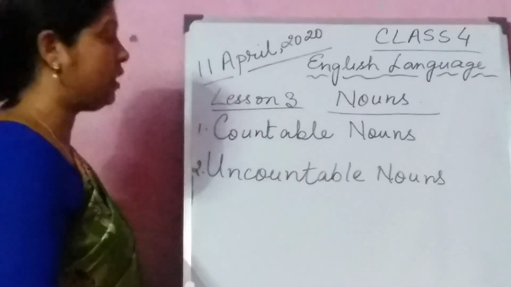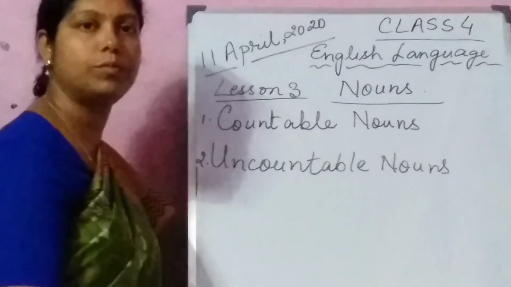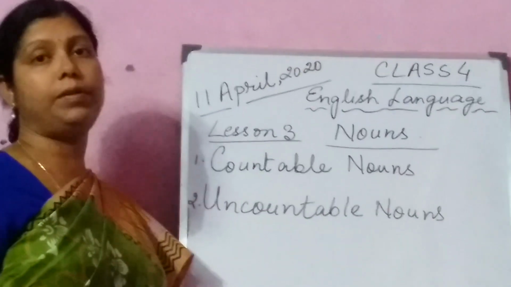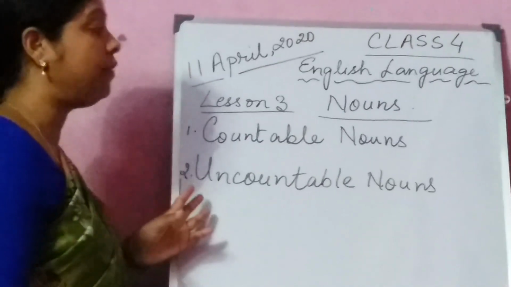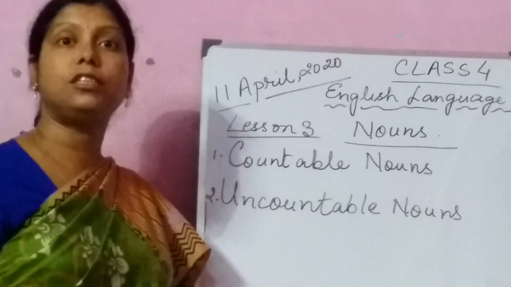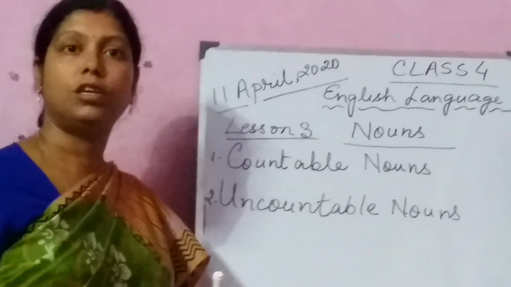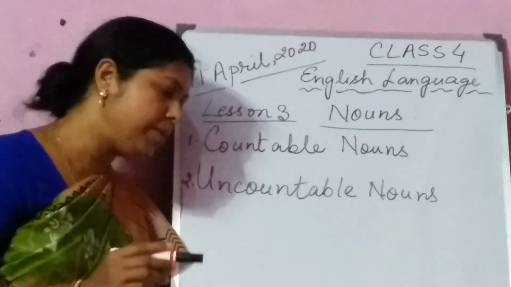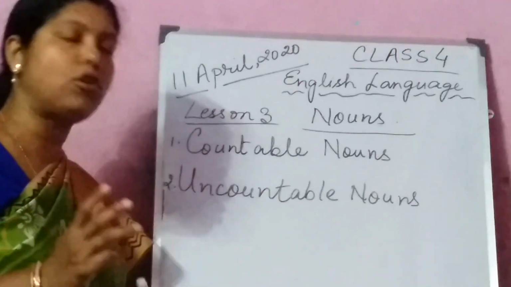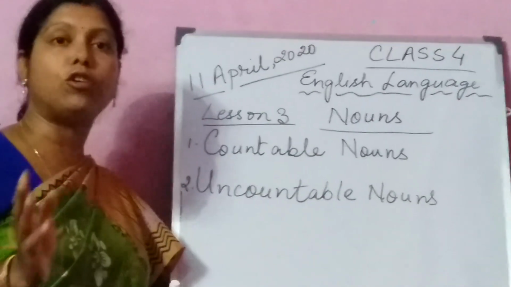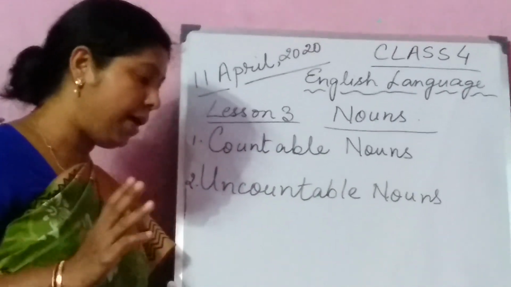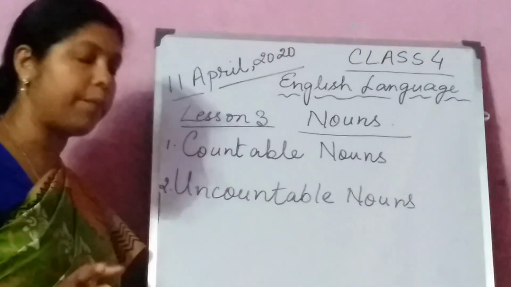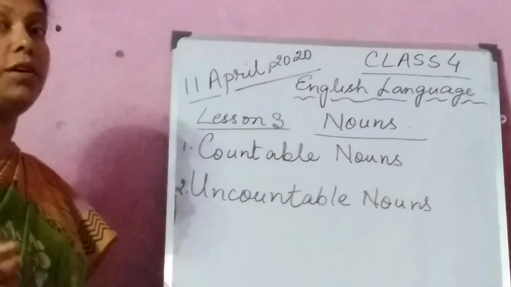Now I am going to explain to you about uncountable nouns. From the word itself you can understand that you cannot count them. They are known as uncountable nouns. Uncountable nouns are used for the things that we cannot count with numbers. They may be the names for abstract ideas or qualities, and they always take a singular verb.